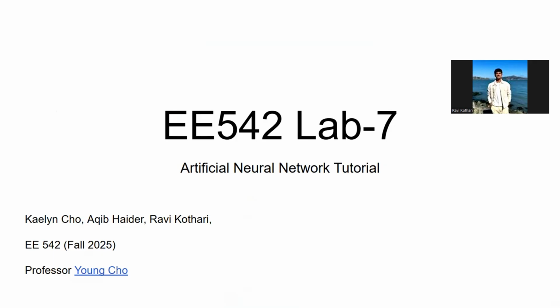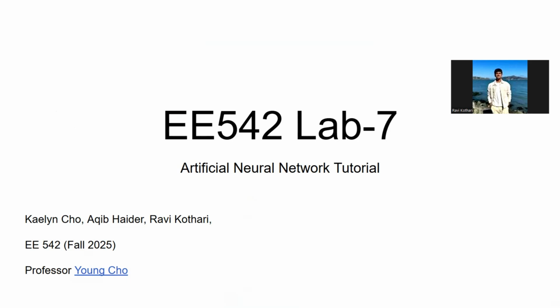The lab is divided into 3 parts. The first part is multi-layered perceptron for regression and classification. The second part is convolutional neural network for binary image classification using CPUs. The third part is convolutional neural networks for binary image classification using GPUs. And I'll be talking about the third part.